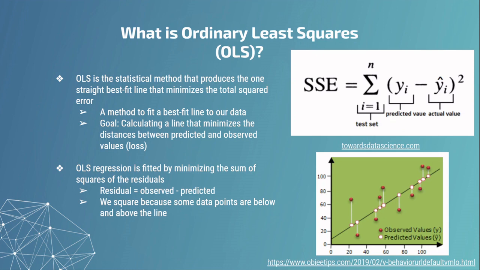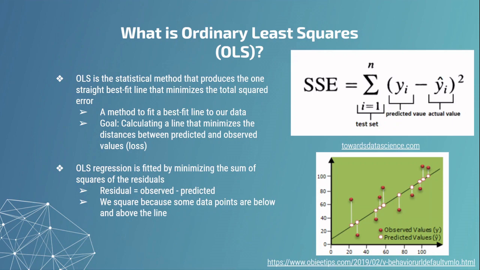Let's first start off with understanding what exactly ordinary least squares means and what it is. OLS is the statistical method that produces the one straight line of best fit that minimizes the total squared error. This is a brief general definition of it, and it has a lot of moving parts and complex terminology, so let's break it down.